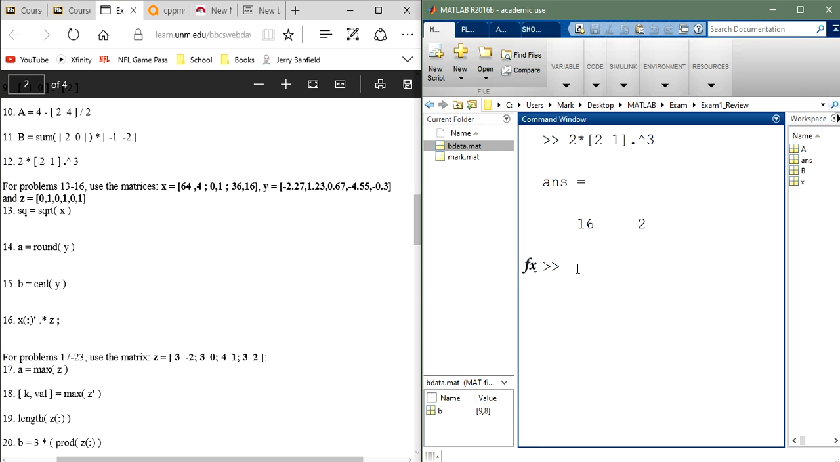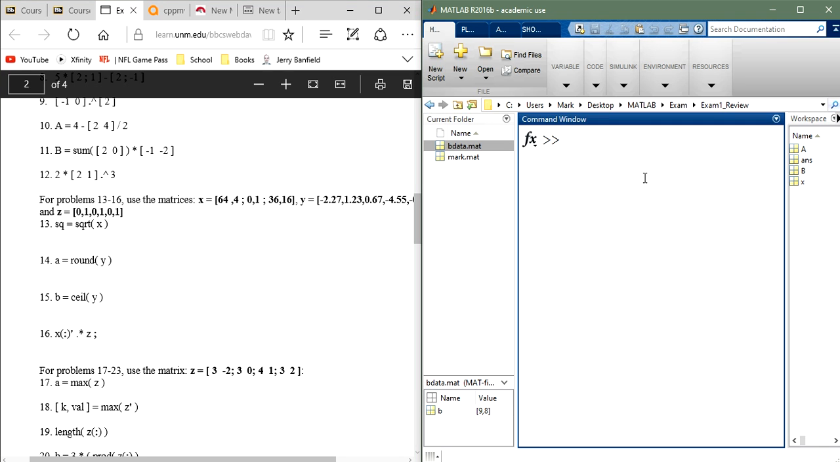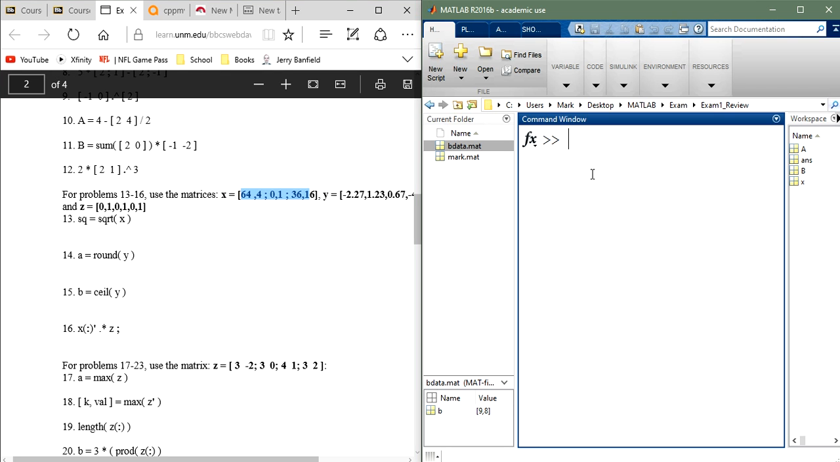Let's keep on going. Now for these ones, I definitely recommend you get a sheet of paper, put it next to your test, and write these out so that you could see the matrix rather than just read it from one line. So I'm going to do that personally, and then I'll come right back. Alright, so what I did on my sheet of paper was I wrote something that looked exactly like this: 64, 4, 0, 1, and 36, 16. And I did that for X, Y, and Z. So let me do it here for X, Y, and Z, and then we'll come right back.